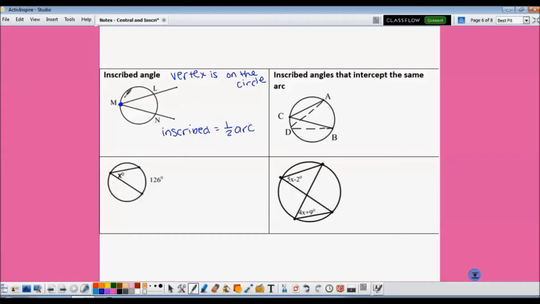So the measure of angle LMN would be half the measure of arc LN. Like in an example here, x would equal half of this arc, and half of 126 means x has a measure of 63 degrees.